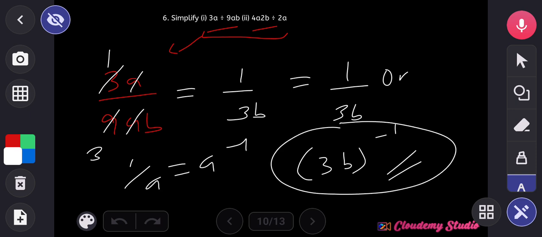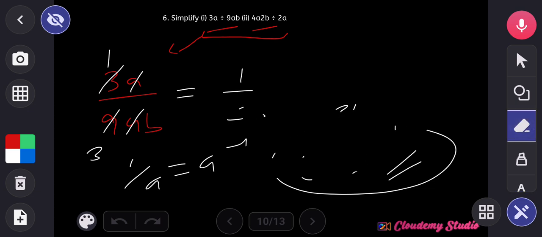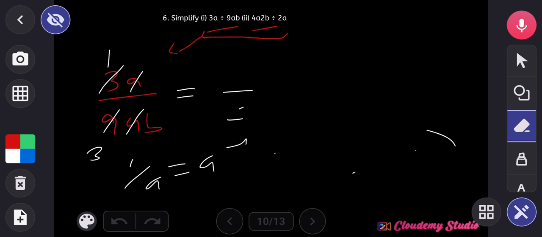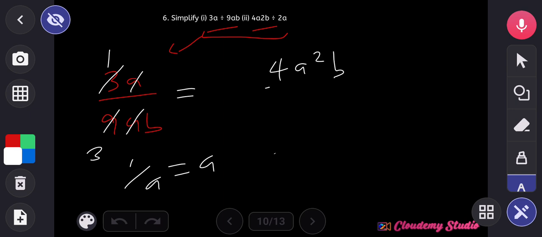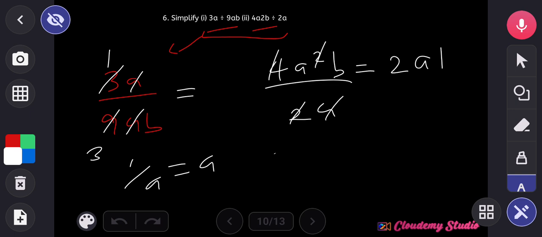And the second question says we should simplify. So let me just clean this so that we can do the second question. So we should simplify 4a squared b divided by 2a. 2 cancel 2, we are left with what? 2. One of the a here cancel a here, we are left with a, then b. So therefore my answer is 2ab for this one.